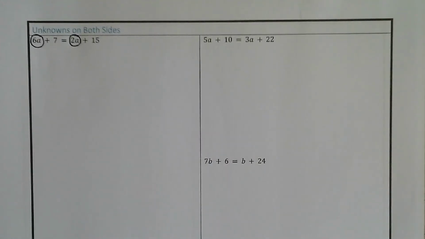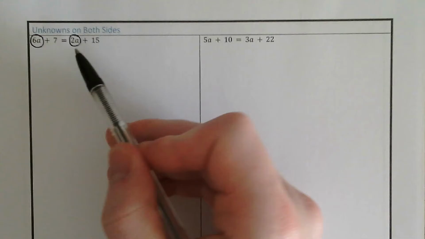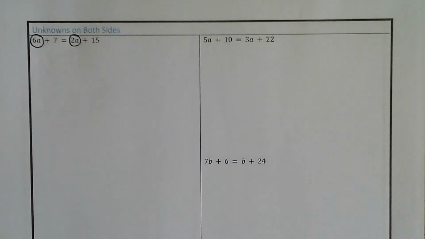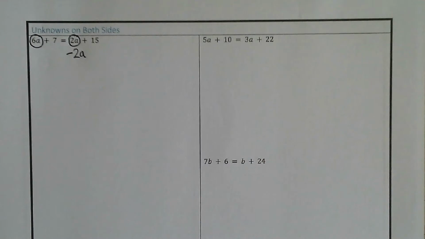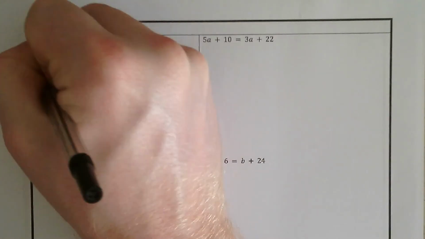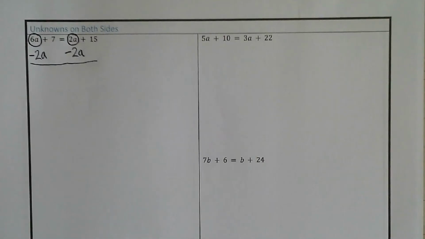We need to decide out of these two terms which term is the smallest. Well, 2a is smaller than 6a. This means we need to undo the 2a. This 2a is being added to 15, so to undo this add 2a, we're going to subtract 2a from both sides of the equation. So I write minus 2a underneath the 2a, but I also write minus 2a underneath 6a.